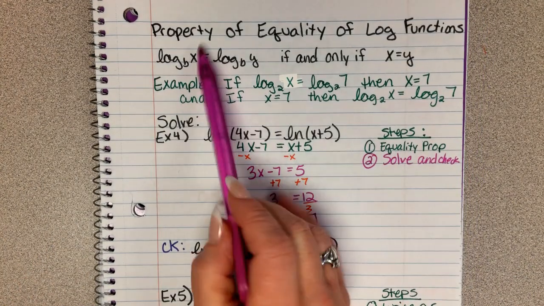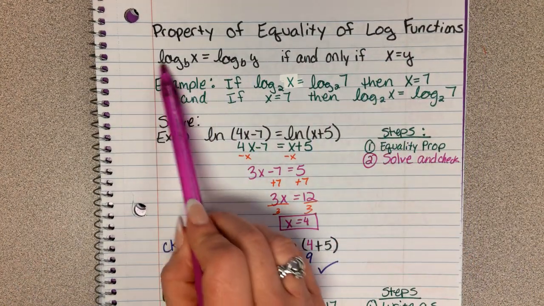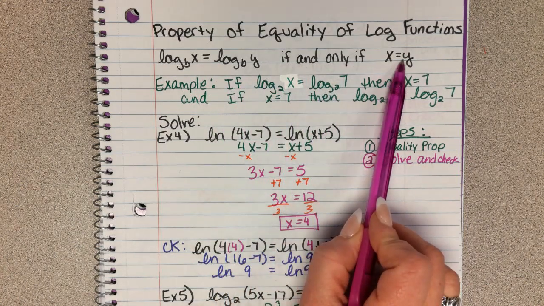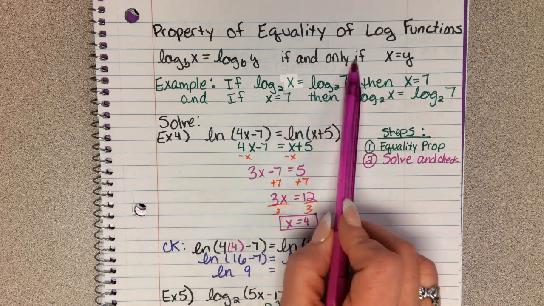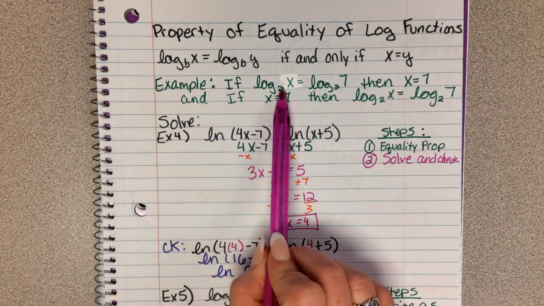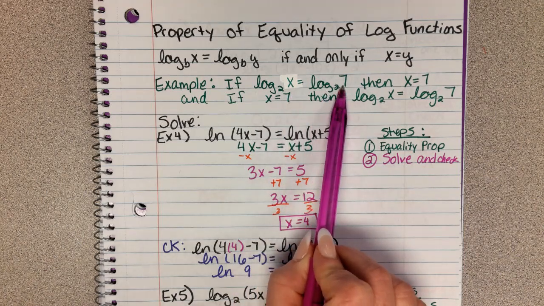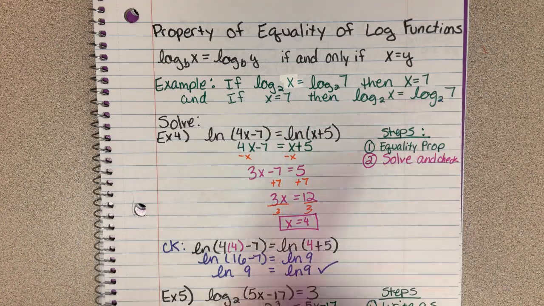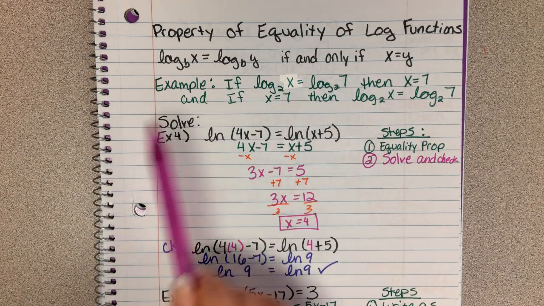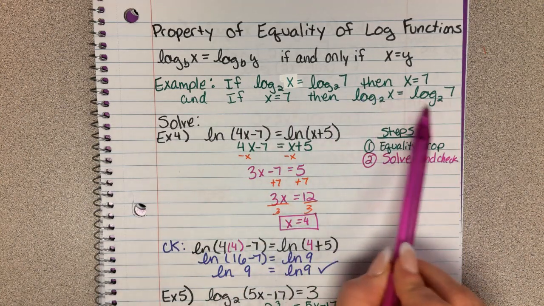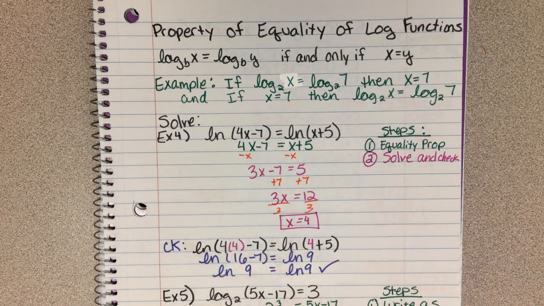Let's talk about logarithms. So the property of equality for logarithmic functions is log base b of x is equal to log base b of y if and only if x is equal to y. So remember, if and only if means this statement is true going forwards and going backwards. So as an example, if log base 2 of x is equal to log base 2 of 7, because these logarithms have the same base, that would mean that x must be equal to 7. So the arguments must be equal. If x is equal to 7, then I can take log base 2 of both sides and maintain that equality.